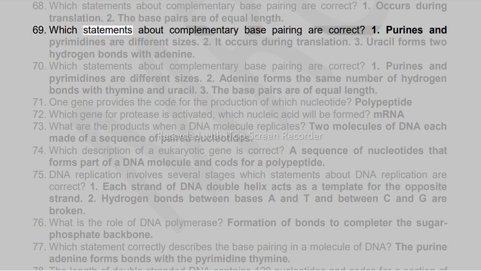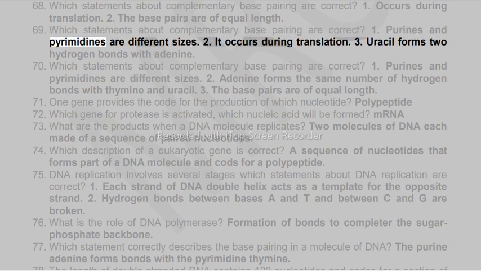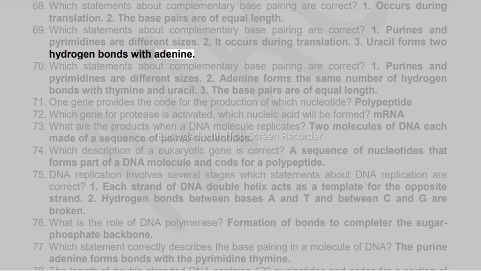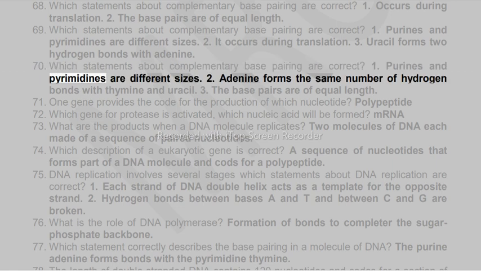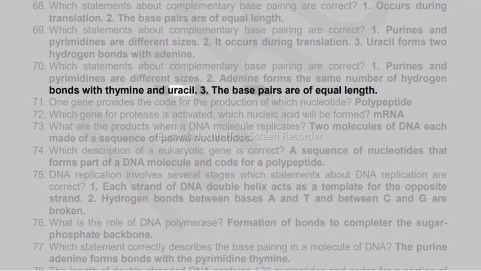69. Which statements about complementary base pairing are correct? 1. Purines and pyrimidines are different sizes. 2. It occurs during translation. 3. Uracil forms 2 hydrogen bonds with adenine. 70. Which statements about complementary base pairing are correct? 1. Purines and pyrimidines are different sizes. 2. Adenine forms the same number of hydrogen bonds with thymine and uracil. 3. The base pairs are of equal length.